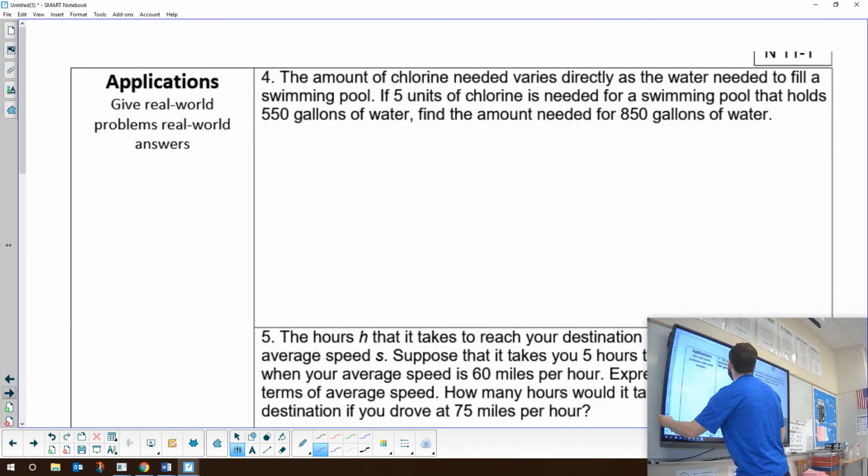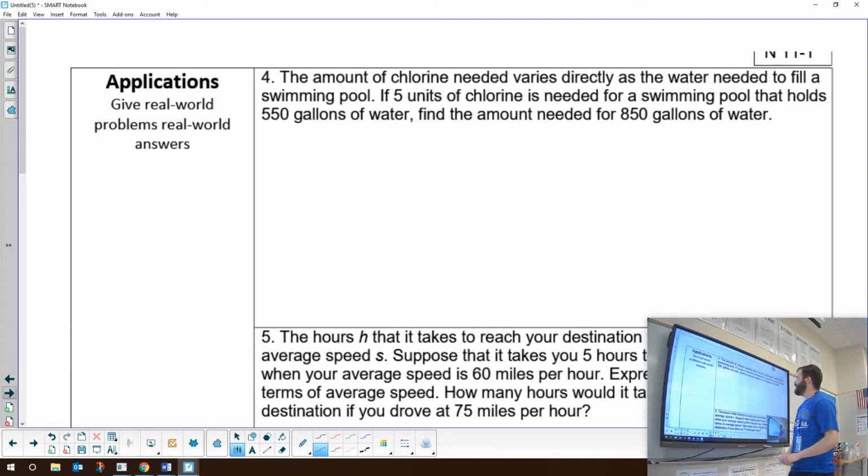Let's take a look at some real-world problems. Number 4, the amount of chlorine needed varies directly as the water needed to fill a swimming pool. If 5 units of chlorine is needed for a swimming pool that holds 55 gallons of water. So let's just throw this out here. First off, it varies directly. So we're going to be working with y equals k times x. And we're going to make these 5 units of chlorine.